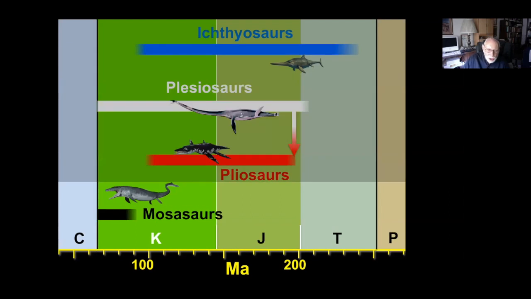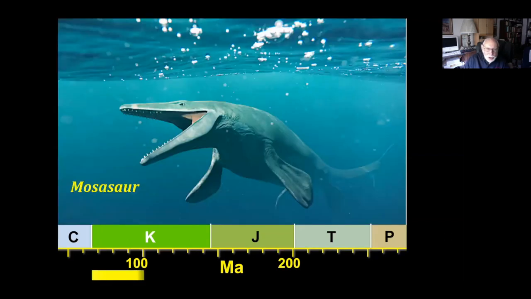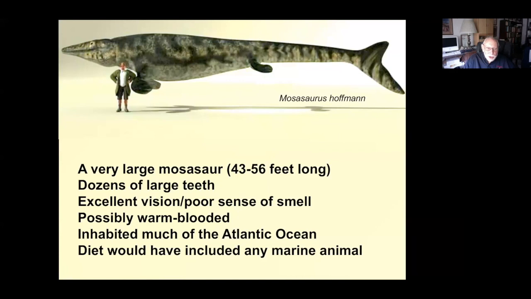The mosasaurs, we do know something of their origins. They come from land animals. They were big. This was the giant that came out of the water in Jurassic World. This is a very large one, had dozens of large teeth, good vision, probably warm-blooded, inhabited much of the Atlantic Ocean, and would have eaten anything it wanted to.